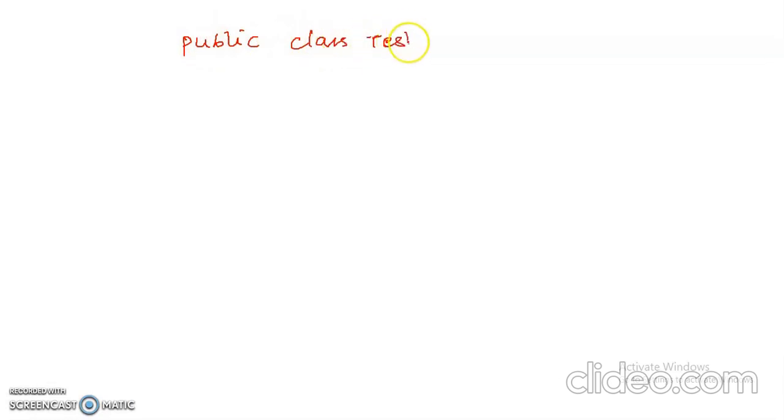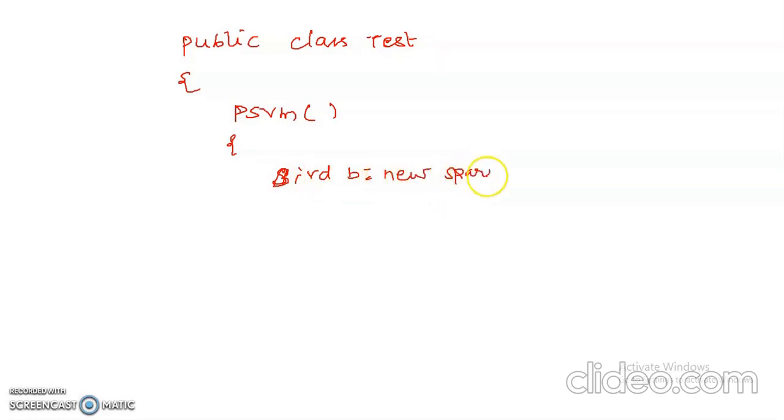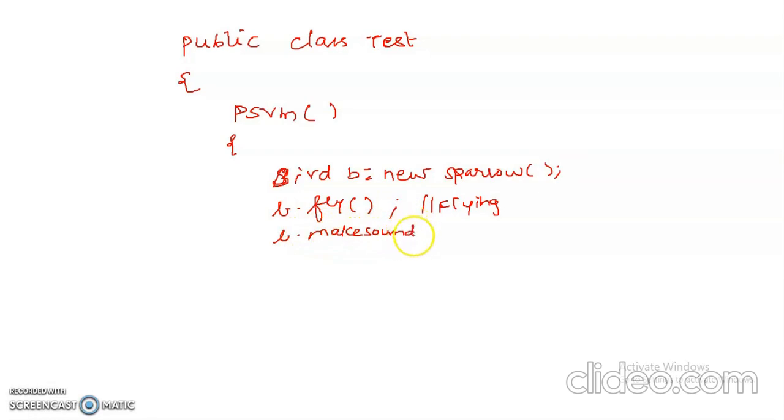We are going to write a client code. My client is Test. Inside that we have to create public static void main. Let us see, if we create Bird b = new Sparrow, b.fly will provide the output flying. b.makeSound will provide the output chirp chirp. Now let us create ToyDuck.